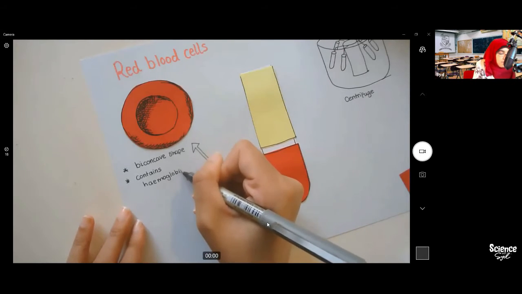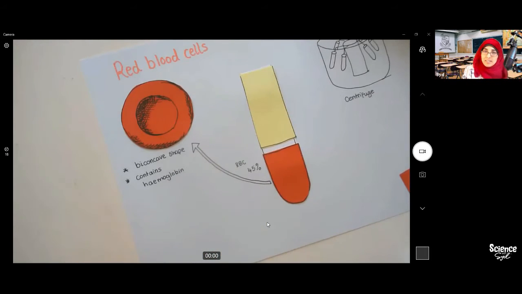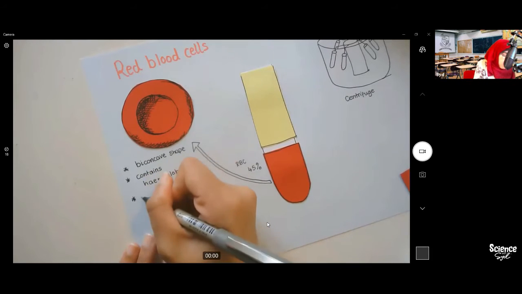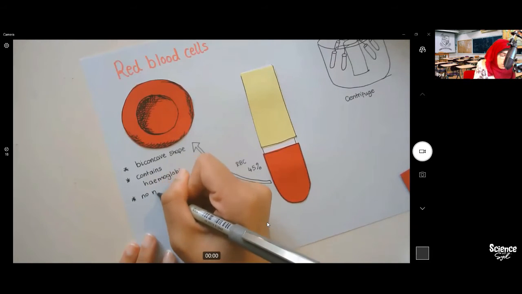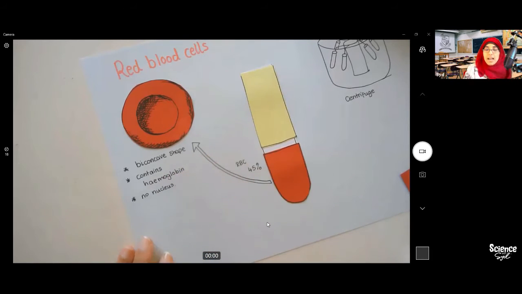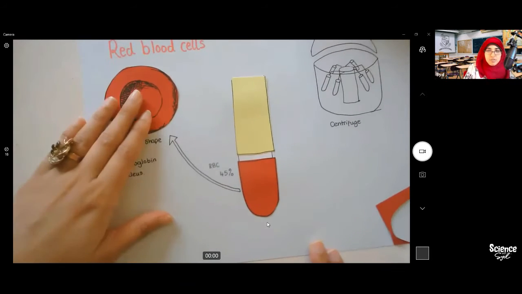And then the final thing is we've already said and identified there's no nucleus. So human red blood cells have no nucleus. No nucleus. And the reason for that is because it wants to maximize the amount of oxygen it can carry. And plus the blood cell knows exactly what it needs to do, right? So that is your red blood cells.